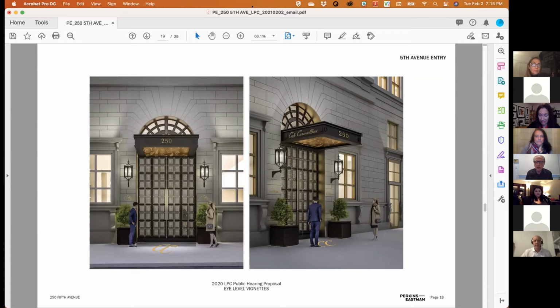Following up to what you were saying, Leila, I sort of feel like there may be an argument that says it's contextual with this building. It's true there was not a canopy on Fifth Avenue, but there was a canopy on the building. I understand that someone will say, so what?